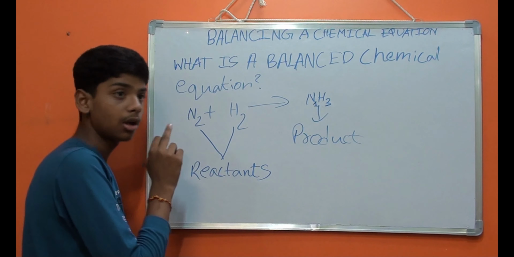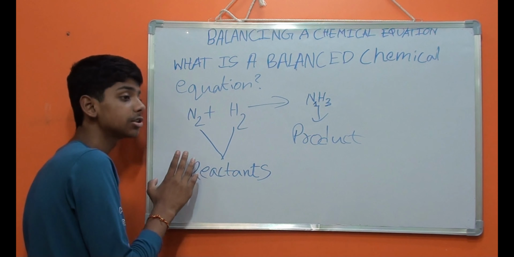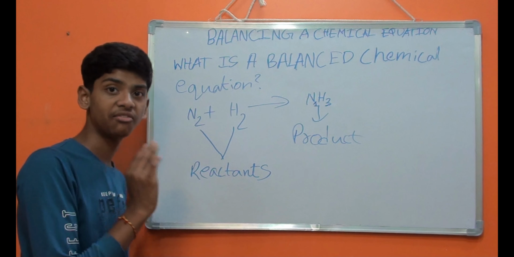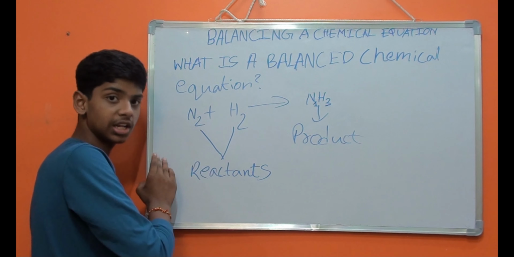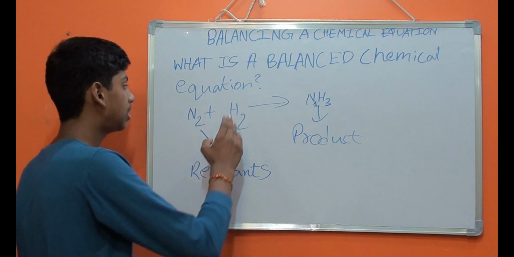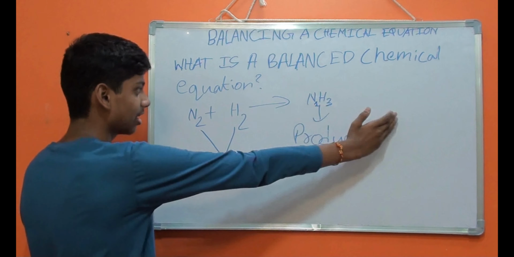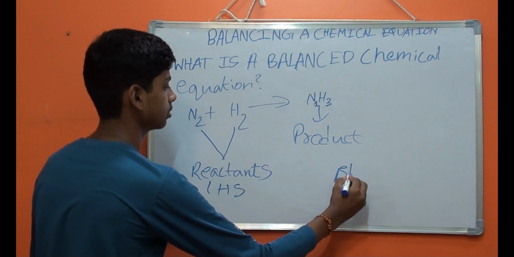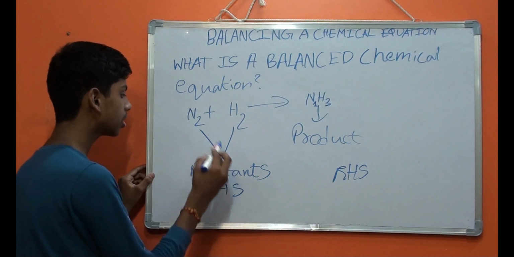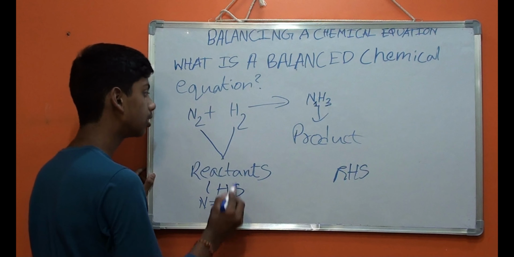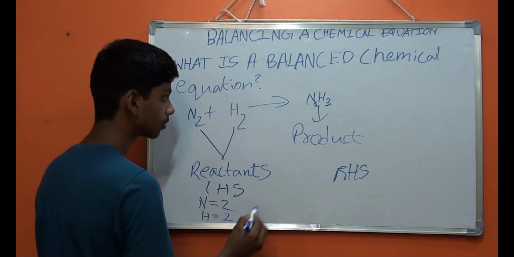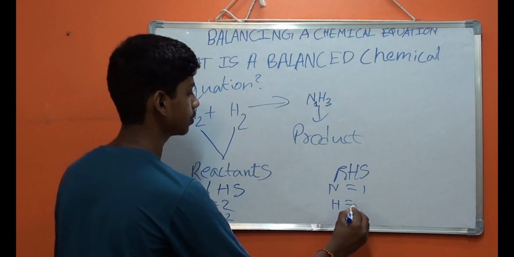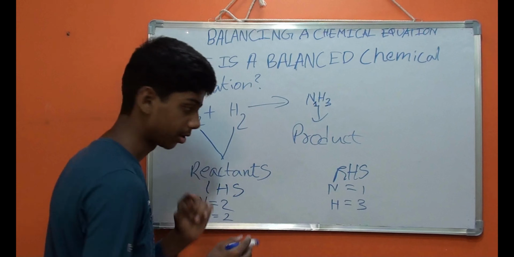Now here a balanced chemical equation is the equation which has the same number of atoms of every element on the product side and the reactant side. We'll take this as the left hand side and this as the right hand side. So this is LHS and this is RHS. Here nitrogen has 2 atoms and hydrogen has 2 atoms, and here nitrogen has 1 atom and hydrogen has 3 atoms. If nothing is written, we take it as 1.